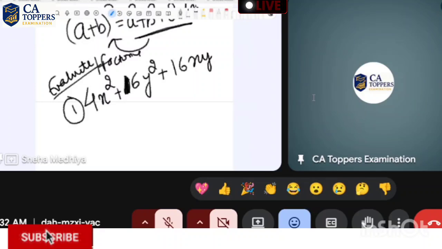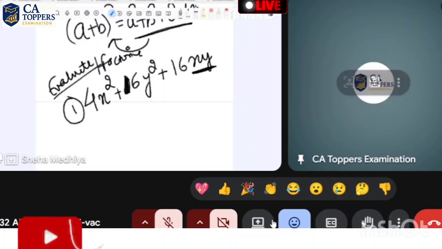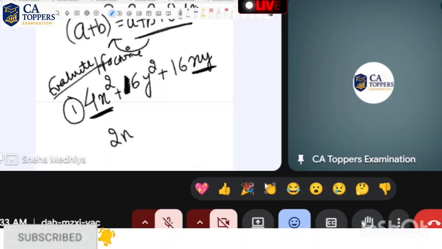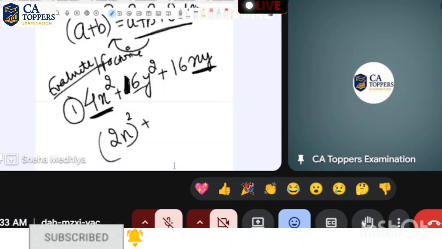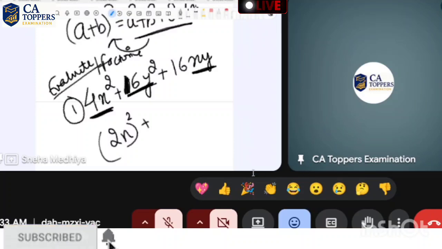First, you will think of all the identities. In which identity do you think there is a 2ab? In a plus b whole square and a minus b whole square, right? Yes, ma'am. Now think, first of all, can I write it as anything square? 2x whole square, ma'am. Yes, 2x whole square. And what about this? 16, ma'am.